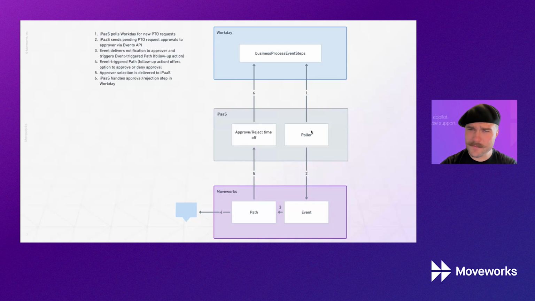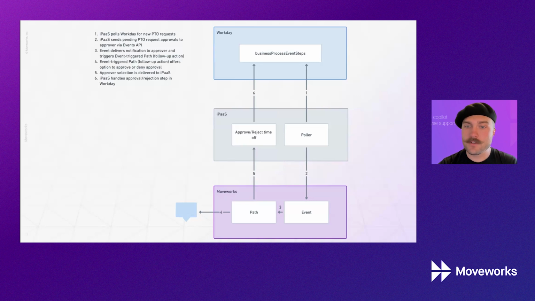If I'm using an iPaaS tool, I likely want to build a poller. What I mean by a poller is, let's say every day, maybe 8 a.m. in the morning, we want the iPaaS tool to reach out to Workday and check for any open approvals. The way we're going to do this is we're going to poll for the business process event steps that are related to an approval. So the step type should be approval, and the business process would be related to PTO. Whatever that is for you guys, that'll probably be custom. You're going to get back a list of approvals that need to be actioned.